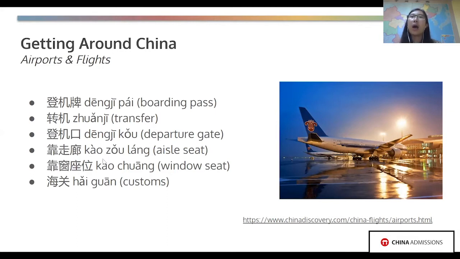靠走廊, the seat which is close to the aisle. 靠走廊 and then 靠窗座位, 靠窗. So window seat. The seat which is close to the window. 靠窗 and then 海关, customs. 海关, 海 is ocean, 关 means border, close. So 海关, customs. Okay, did you get those words? Let's continue.